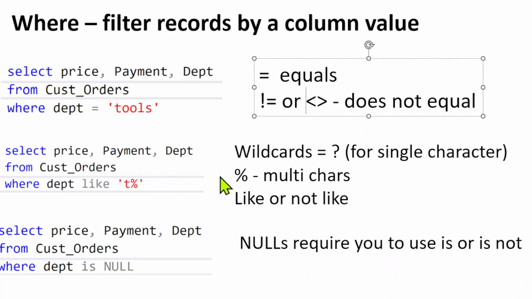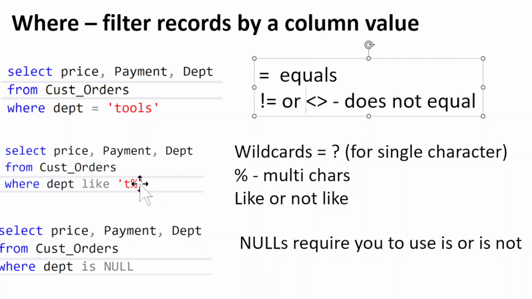So this is multi-character. You can use the wildcard of a question mark for a single character. So if you had 'T?', it wouldn't bring back tools. This would bring back tools, but if you had one called toe or two, it would bring that back. So multi-characters will bring back as much as you want, and you can put it in the front or the back or even in the middle.